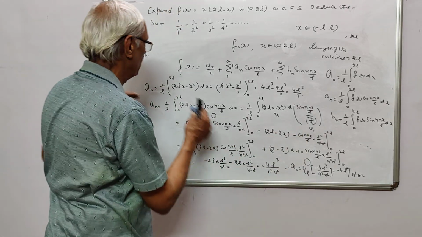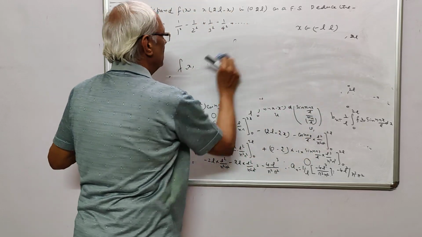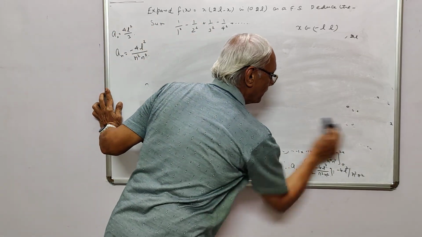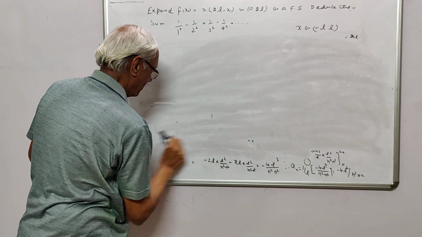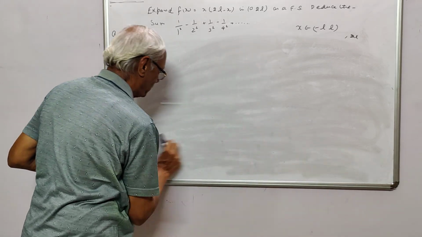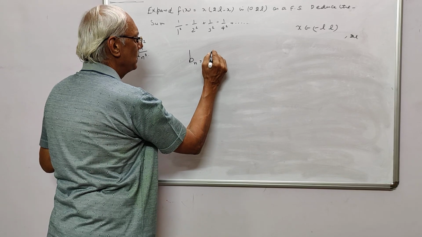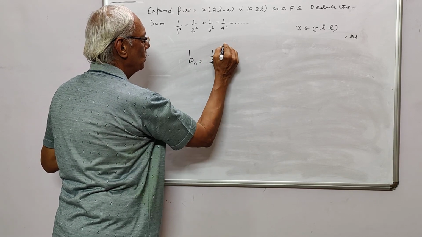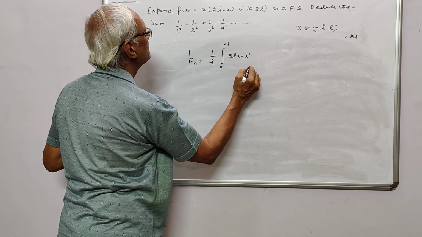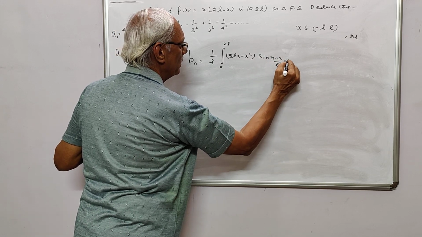Now we have to do the bn. What is my bn now? Bn I will write here. See, you must write it and very patiently do the simplification, otherwise you will not get it. See, what is your bn now? Bn will be equal to 1 by l, integral from 0 to 2l, of 2lx minus x squared into sine n pi x by l into dx.